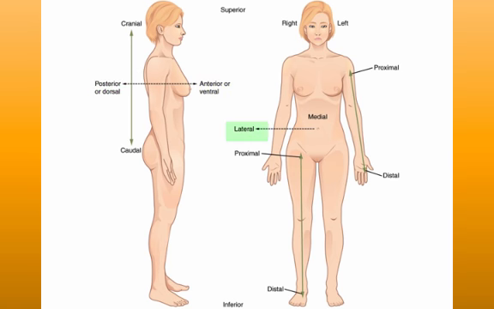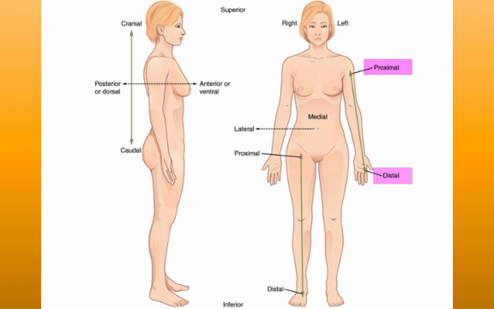Other terms are lateral, which means away from the midline of the body, or medial, which means toward the middle of the body. For example, your nose is medial to your ears, and your eyes are lateral to the bridge of your nose. Proximal, another term, means nearer to the point of attachment, and distal means farther away from the point of attachment. Proximal and distal are used exclusively when discussing the upper and lower limbs, or in other words, when discussing the arms and the legs.